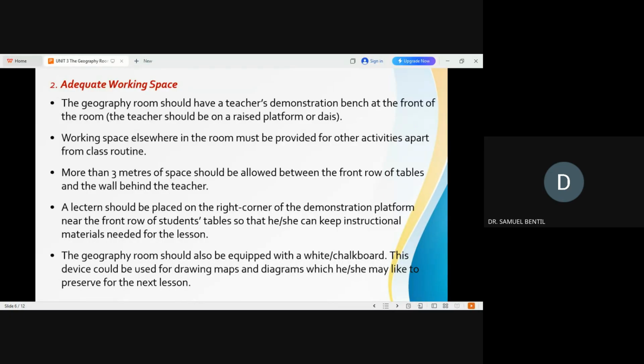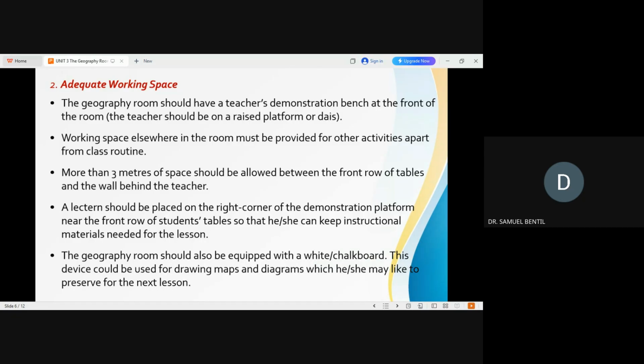But in some of them, we can make it a bit sizable. And because the desk is what the teacher is going to use to do the demonstration, we are saying that the demonstration bench or table should be lifted a bit higher than the ones that students will use. That's why I said the teacher should be on a raised platform because of the demonstration.